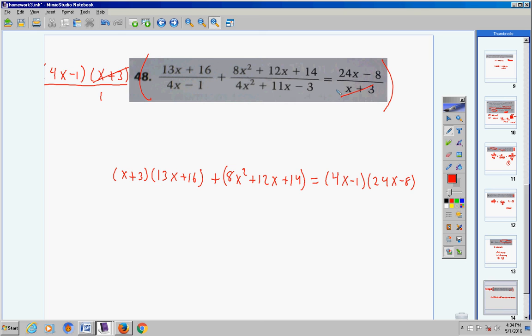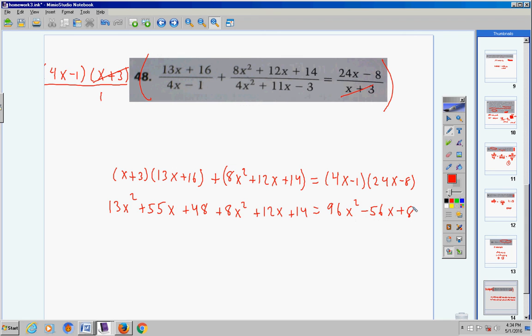We have x plus 3 times 13x plus 16. If you multiply this binomial times this binomial, you will get 13x squared, positive 55x, and positive 48. By now we should know how to do this, guys, okay? With this positive sign here, when you multiply through the parentheses, nothing changes, so your 8 stays positive, your 12 stays positive, and your 14 stays positive, okay? Now when you take 4x negative 1 times 24x negative 8, you end up getting, let me check my notes here, 96x squared minus 56x positive 8.